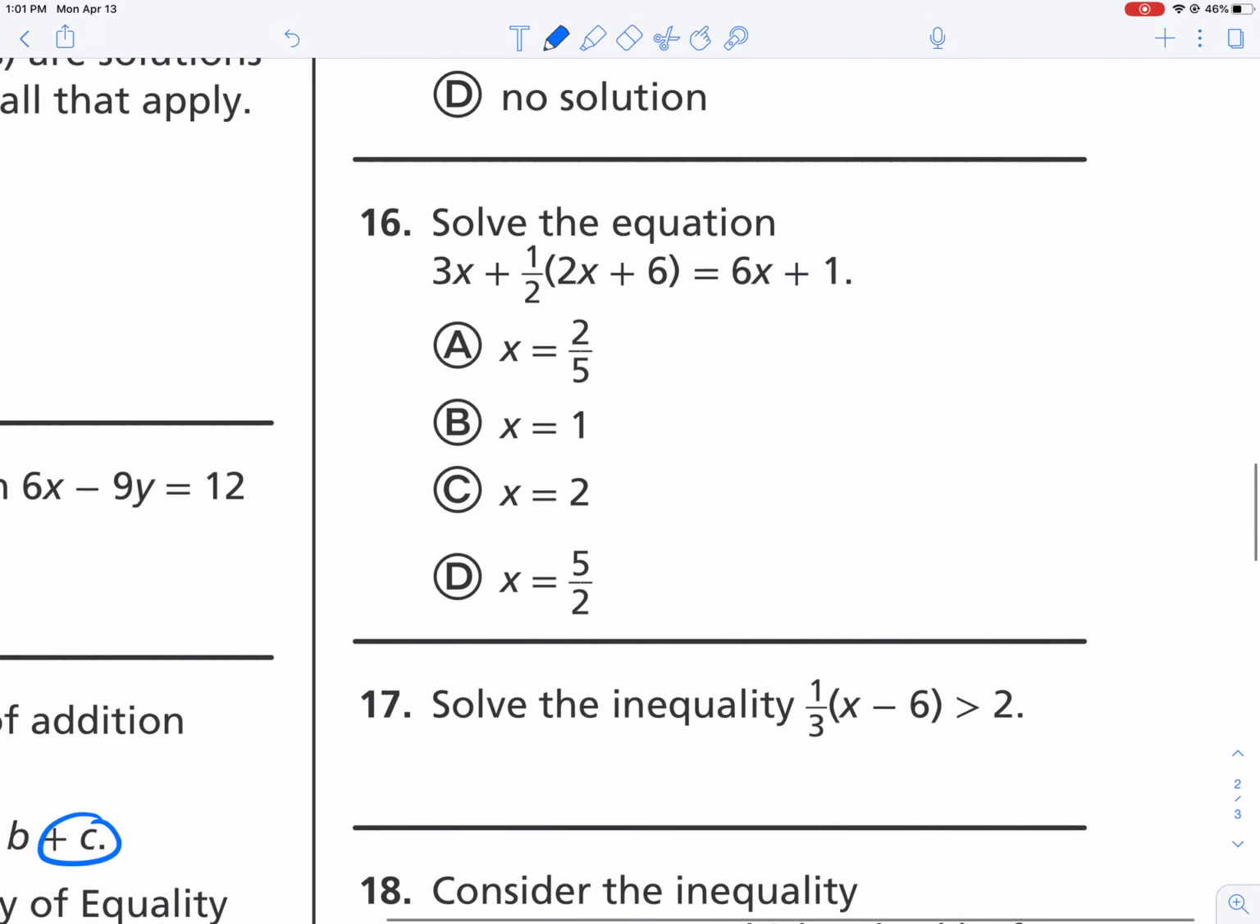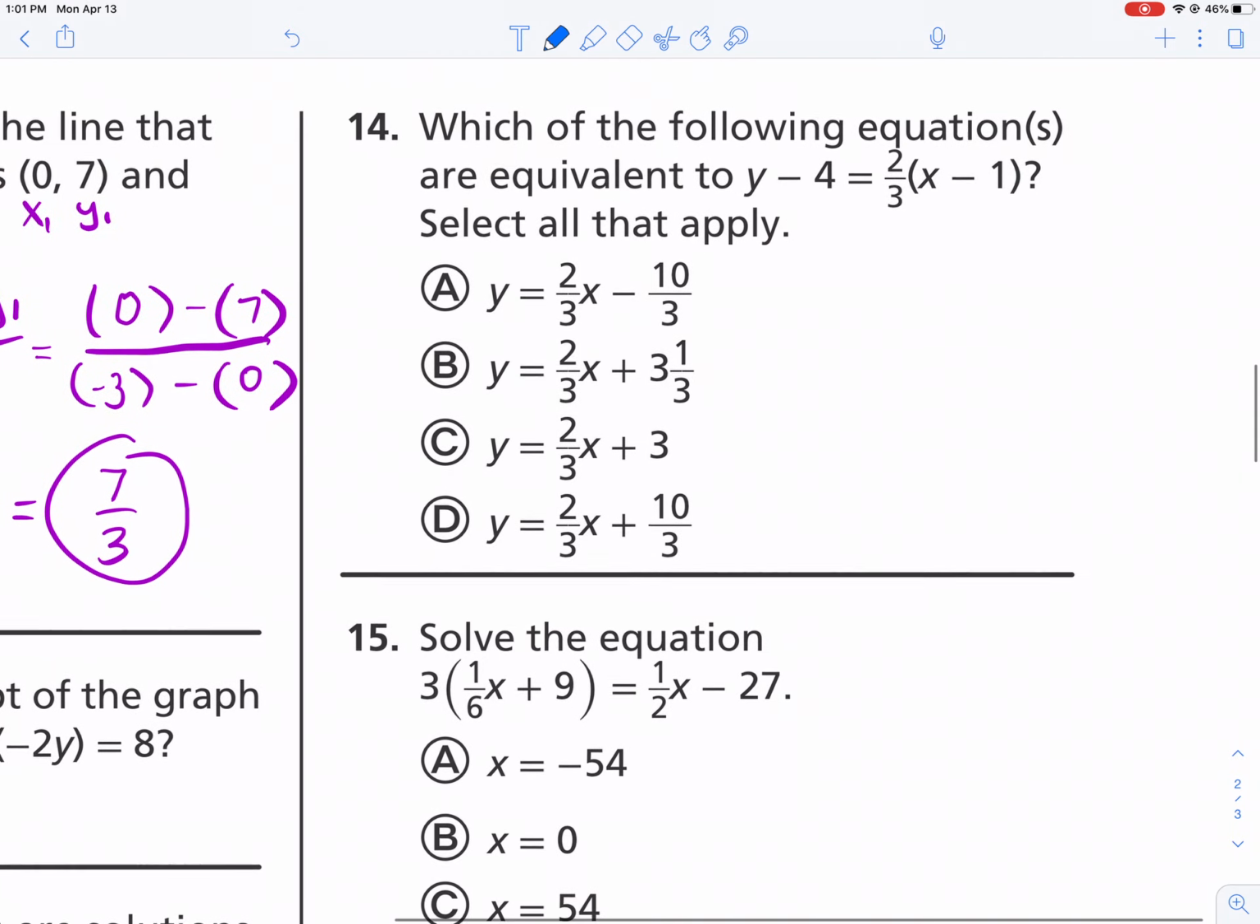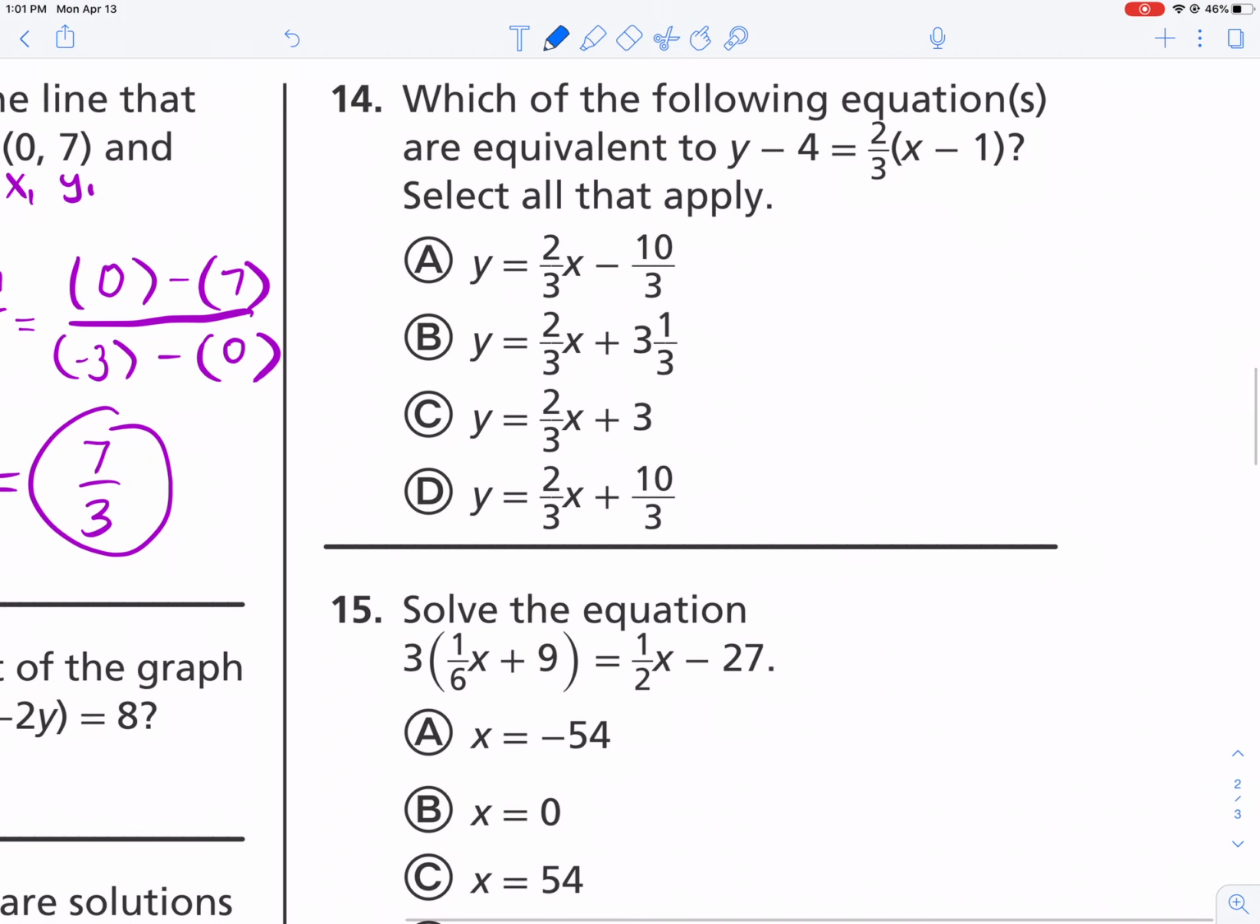Okay. Moving on to number 14. Which of the following equations are equivalent? So remember, this is our point slope form, and we're trying to put them in y equals mx plus b format. So this is select all that applies, so make sure we look through and we see if there's more than one solution. So I want to get it into y equals mx plus b format. It's pretty close, but we got to be okay with working with fractions.